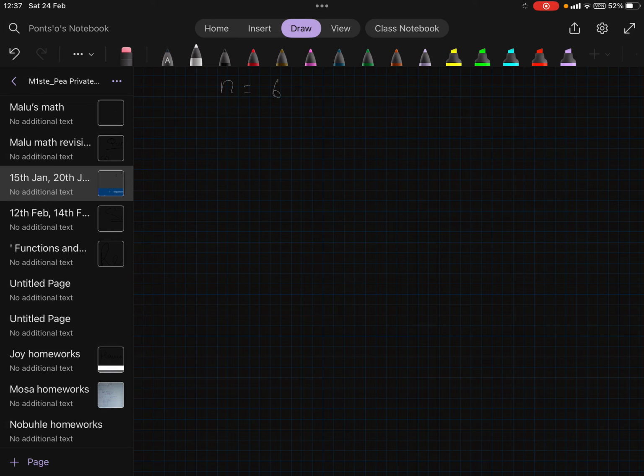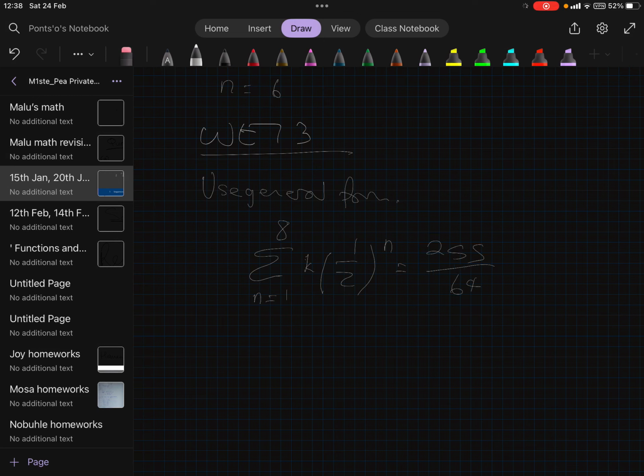Okay, so let's quickly do worked example 13, and we will use the general formula of a geometric series to work out, using sigma notation, the sum from n equals 1 to 8 of k times a half to the power n, which equals 255 over 64.